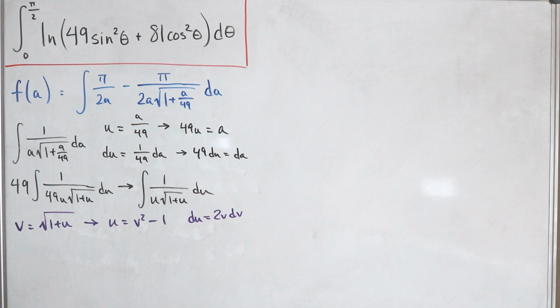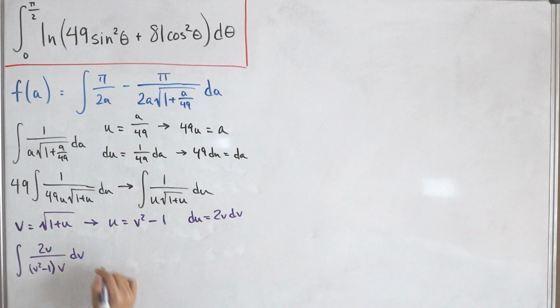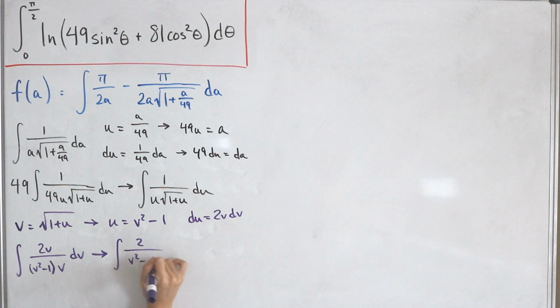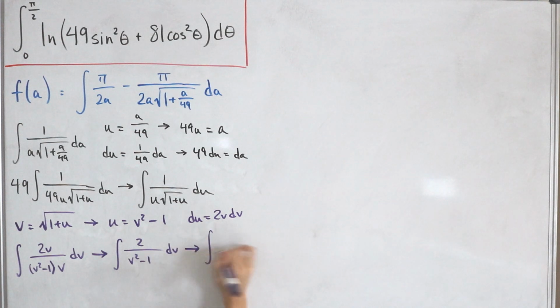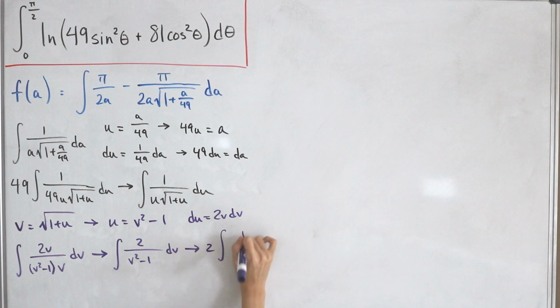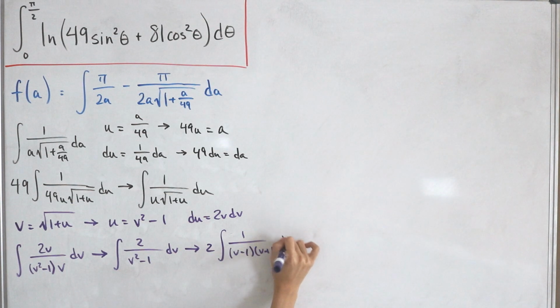Now we just plug this back together. Our new integral will yield 2v divided by v squared subtract 1, then multiplied with v, then dv. From here, the v's cancel from both the top and bottom, so we're left with just 2 divided by v squared subtract 1 dv. On the bottom it can be factored as a difference of squares. Let me first factor out the 2, so we're left with 1 inside of our integral. So 2 times the integral of 1 divided by v minus 1 and then v plus 1, then dv.